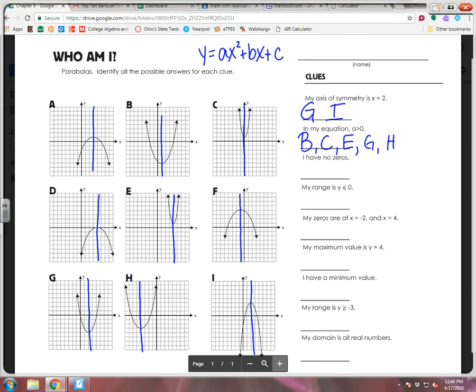Okay. Next one says I have no zeros. Well, you all know what zeros are. Zeros are the answers. They're the x-intercepts. So if I look at these, which of these have no zeros? Which of them will never touch the x-axis? So hopefully you can see that this is how you're going to go ahead and do this worksheet. So I'll leave you to the rest of it. Tomorrow we will review and have a quiz over section 9.3.